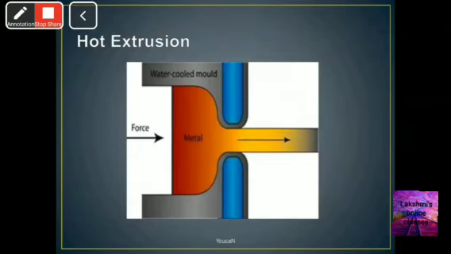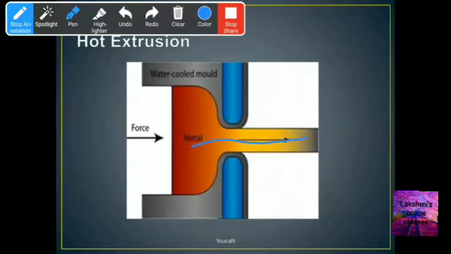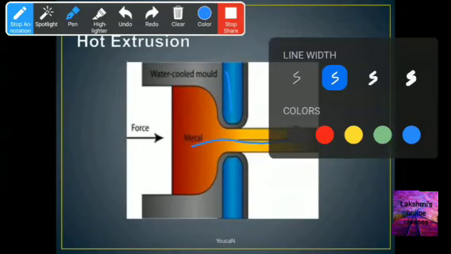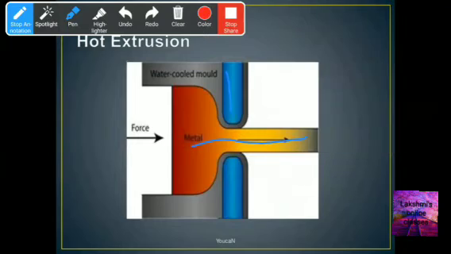Let us just see the diagrams, and next we will move on to a clear discussion about this. Okay. So this is the workpiece, and this is the die. Sorry, I will change the color. So this is the die, and this is the water cooled mold. Therefore, the workpiece may be cooled after completing the process.